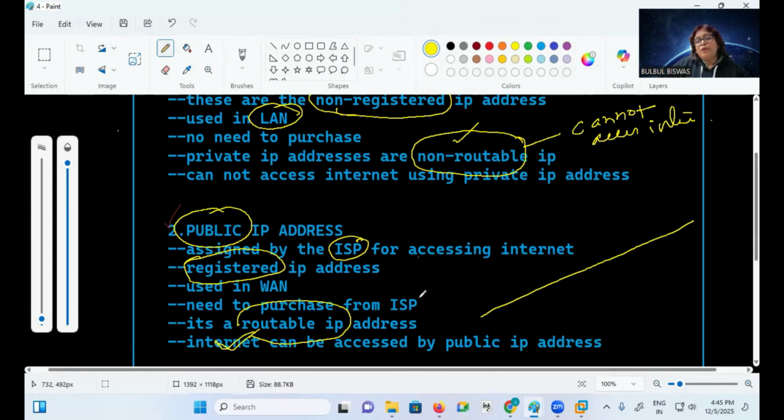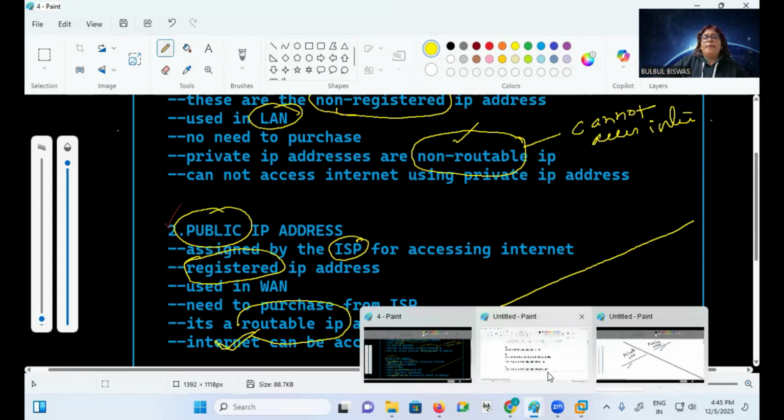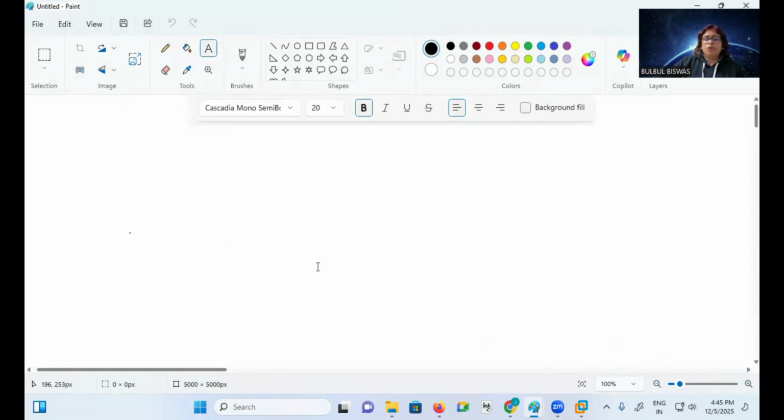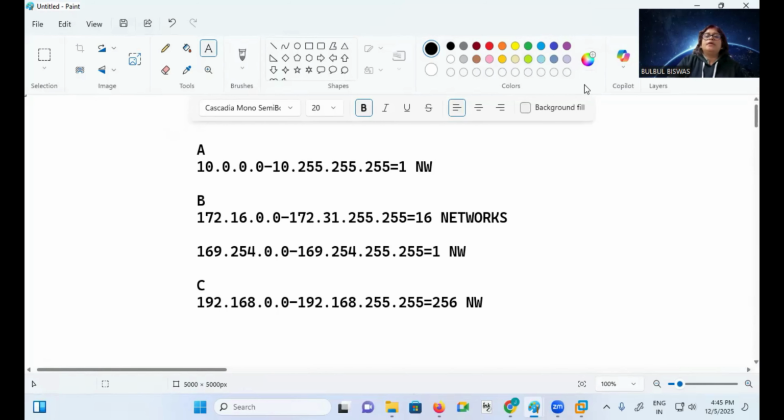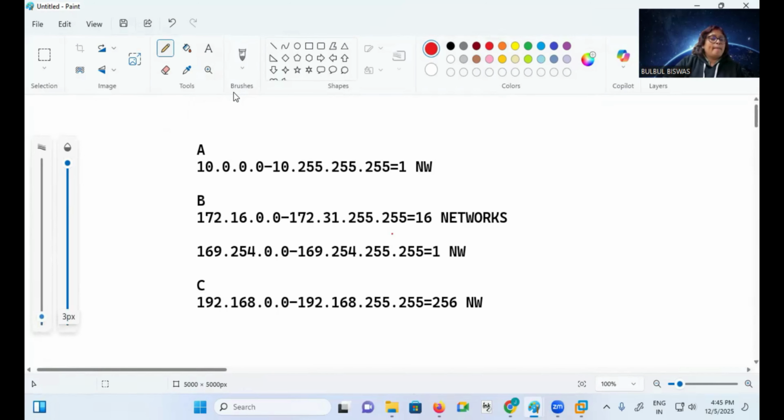Is it clear, everyone? So remember, for private use, certain IP addresses are reserved. Come to this page and you see, while configuring class A, what happens? In case of class A, the 10 network is reserved for private use. So only one network is reserved for private use.